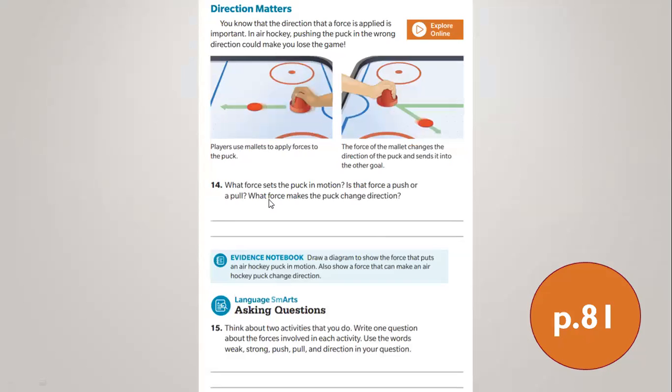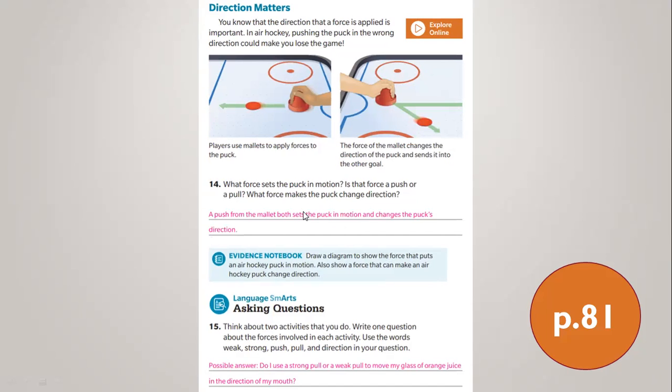Here, what force set the puck in motion? Push or pull? Push, excellent. Is that in page 81? Remember, this is page 81. Is it a force of push or a pull? We said it's a push force. What force makes the puck change its direction? The strong force. Okay, a push from the mallet both sets the puck in motion and changes the puck's direction.